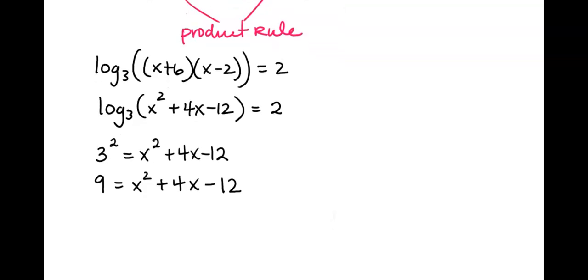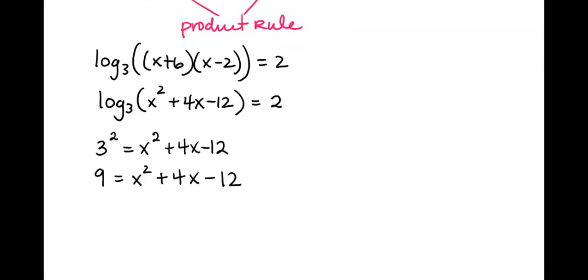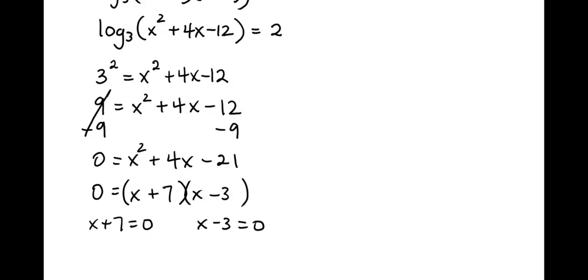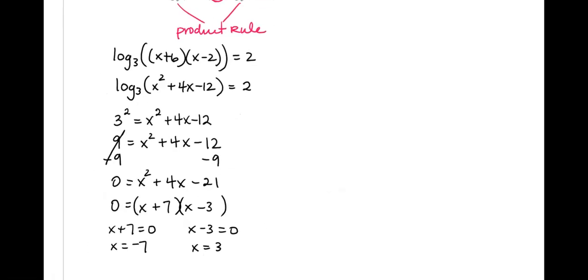3 squared to give me 9. This is an exponential equation. We solve exponential equations by getting 0 on one side. Or rather, excuse me, this is a quadratic equation. We solve quadratic equations by getting 0 on one side. This can be factored. I'm looking for two numbers that multiply to negative 21 and add up to 4. Those numbers are positive 7 and negative 3. I'll set both of those factors equal to 0 to get positive 3 and negative 7 as two potential solutions.